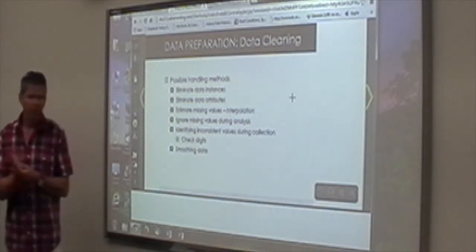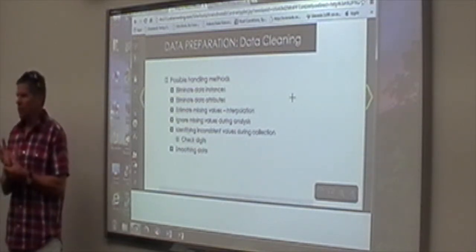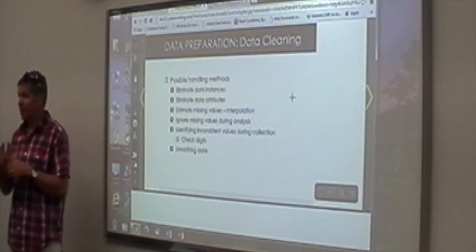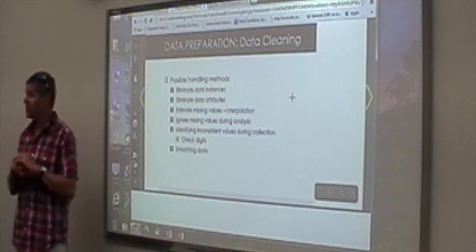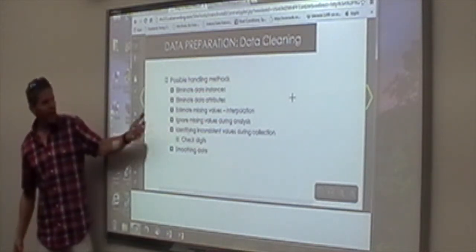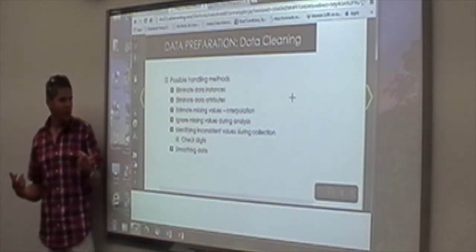Or depending on the data set and the problem at hand, you can input a 0 there. We talked about this already. How do you identify inconsistent values?